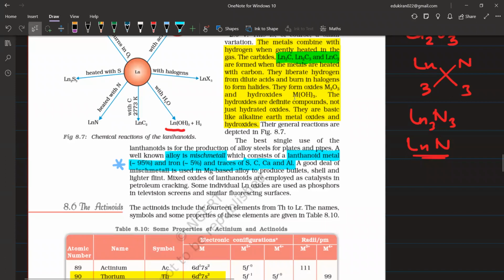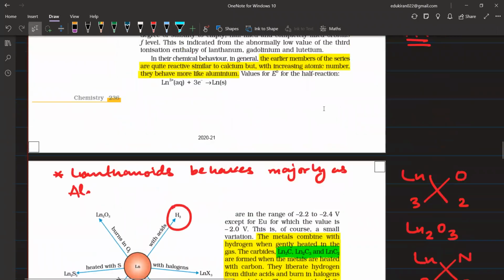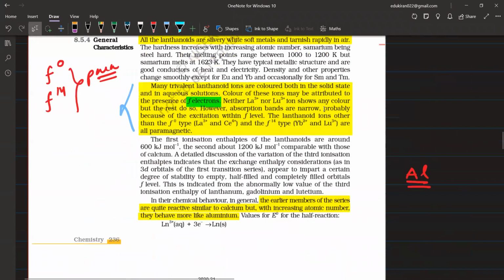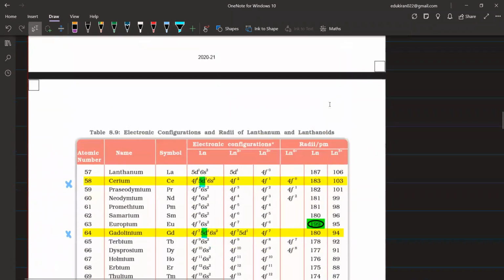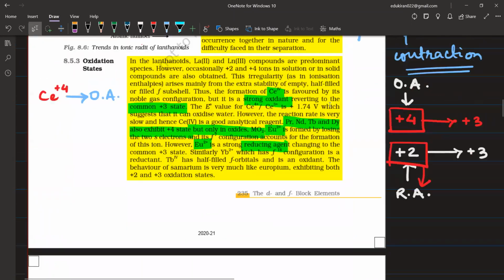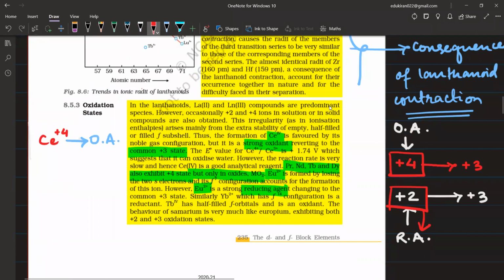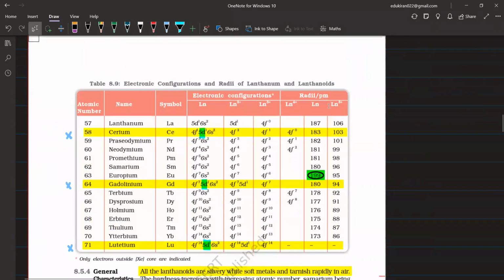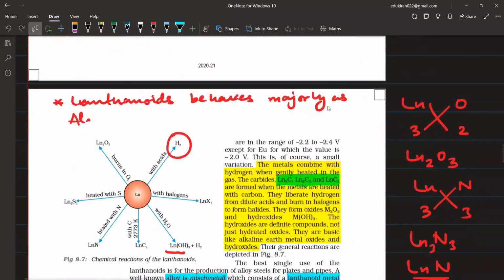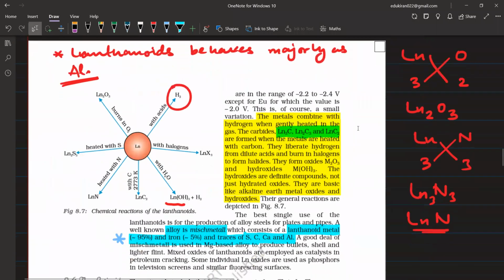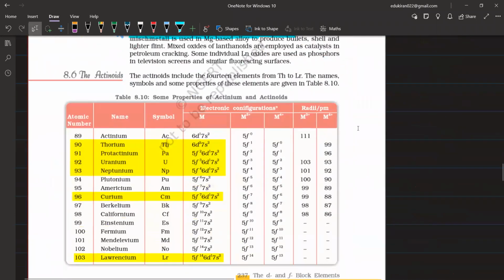Okay, this is all about your lanthanides, what all there is in lanthanides. In important points for lanthanides, please remember the reducing agent part and the oxidizing agent part. This is going to be important. Then the next important thing is the reactions of lanthanide. Lanthanides majorly react as aluminium. Next you have actinides.